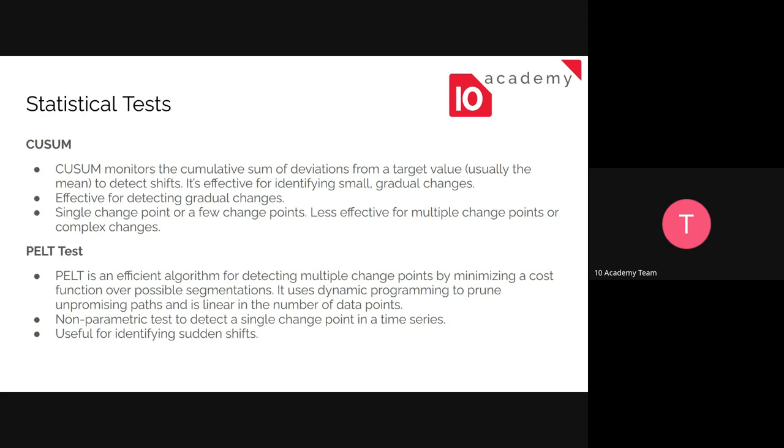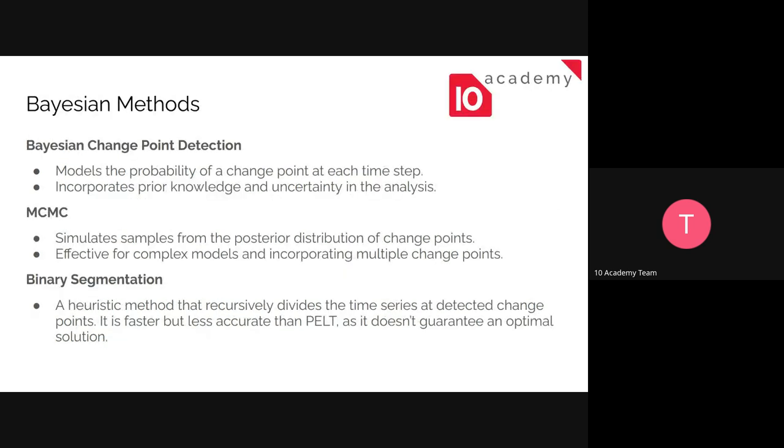In you're going to see code, but the build is actually a part of the rupture package. And the Bayesian change point detection is just a model that models the probability of a change point for each time step. So for each time step, it's going to find the change point. You're going to be looking at this in GPL tomorrow. And this one is also similar, the Monte Carlo method. It simulates samples from the posterior distribution of change points. So both have a similar working method, and you're going to be looking at them in the next session.